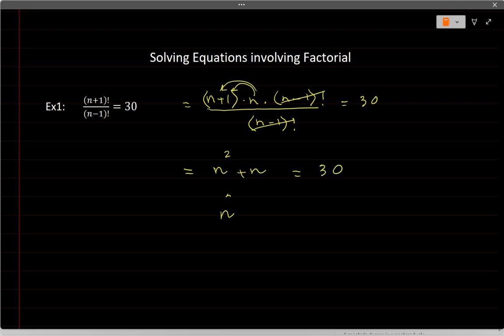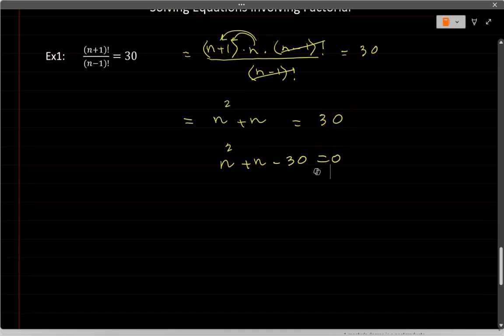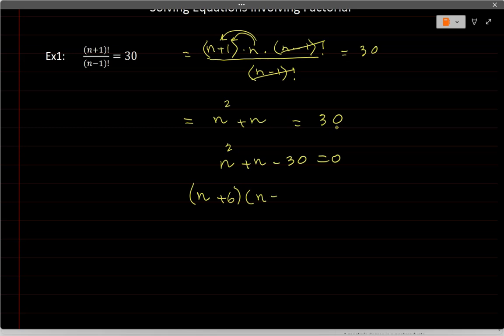Then we have n squared plus n minus 30, set equal to 0. It turns out that this is a quadratic, so we can factor it, or you can use the quadratic formula. If you factor it, you get (n plus 6)(n minus 5) equals 0, and the zero product rule tells us that one solution is n equals negative 6, or n equals 5, that's the second solution.